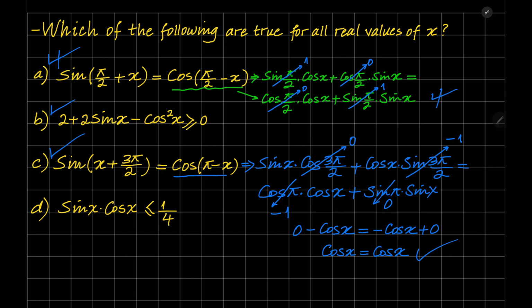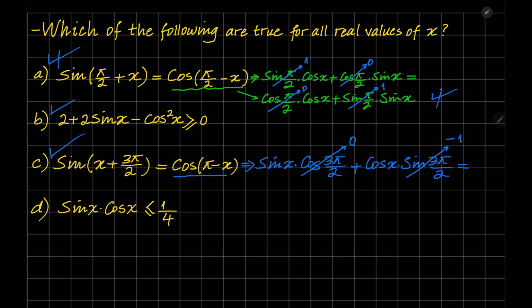And let's check the last option. Which implies that if you multiply both sides by 2, 2 times sine x times cosine x is less than or equal to 1 over 2, which implies that sine 2x is less than or equal to 1 over 2.